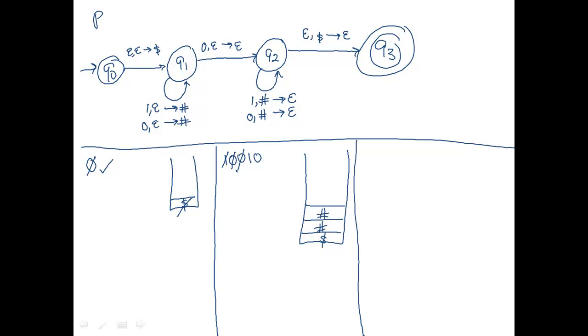Now I'm in Q2. I'm going to read a 1 from my input. I'm going to pop off a pound symbol, and I push nothing to the stack. I'm still in Q2. I read a 0, I pop off a pound symbol, and I add nothing. Now I have no input left. I have a $ sign on my stack, so I can take this transition from Q2 to Q3 by reading no input, popping the $ sign and pushing nothing else, and ending up in Q3 and accepting.